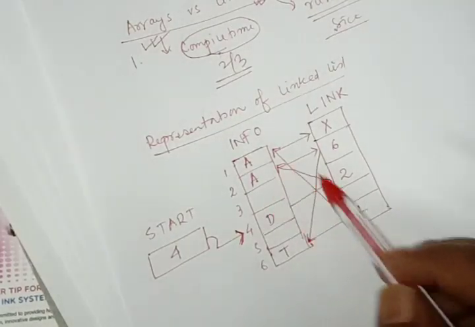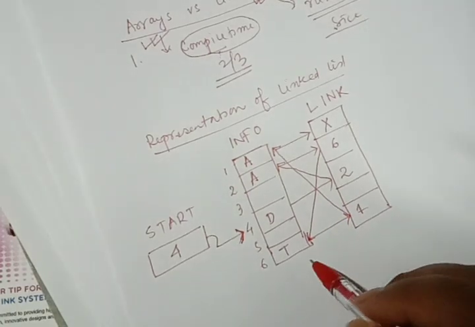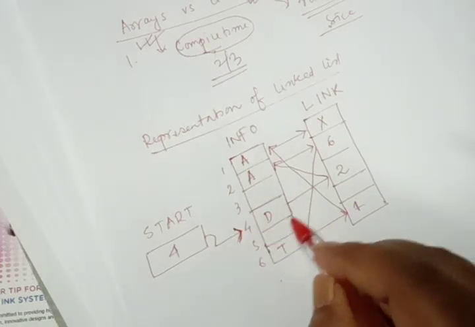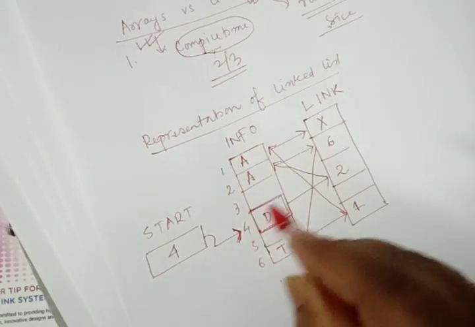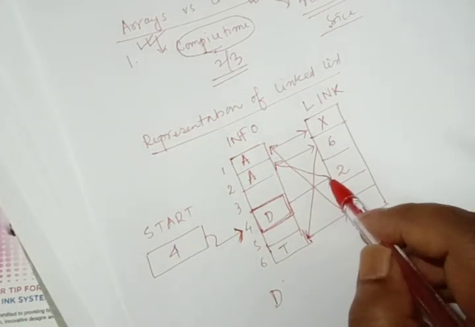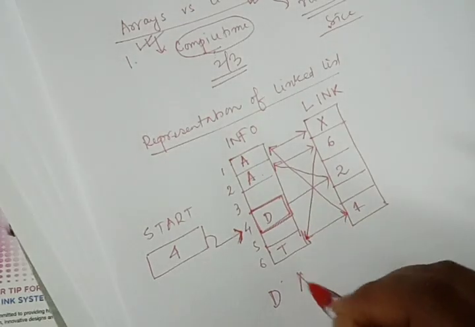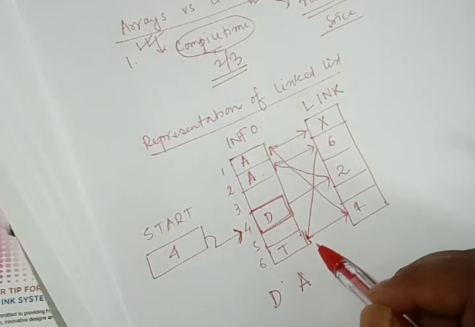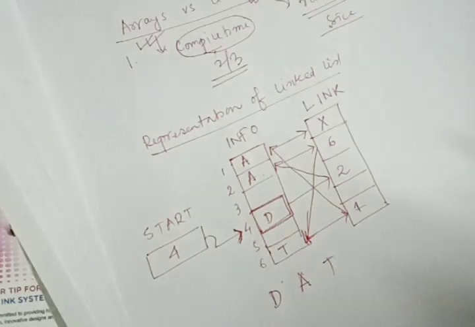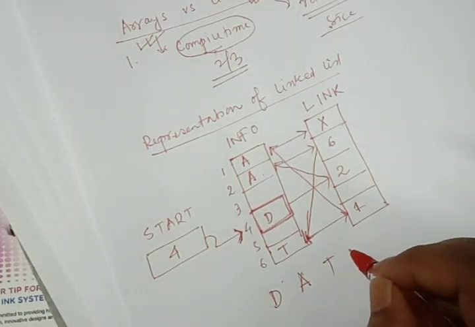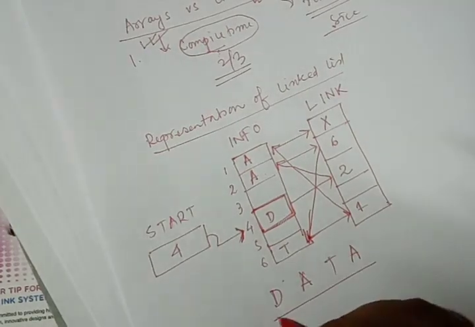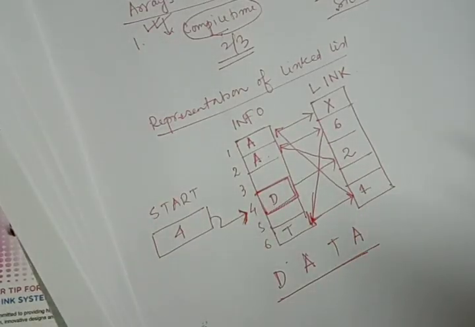So if we process this list, what sequence will we get? We will get the first node. Here you see the information part of the first node is D. So D. The second node contains information A, so A will be the second. T will be the information part of the third node, and the last node contains A. So this sequence we will get if we traverse this linked list.